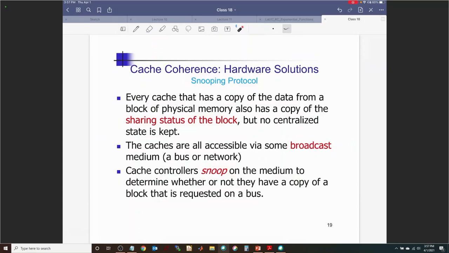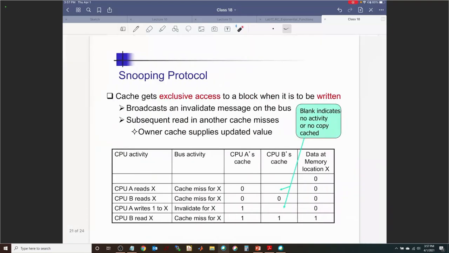This is essentially saying, if you are going to mess around with a memory location, I want that to be broadcasted on this bus or network as the medium, so that all the other processors know that you have changed the contents of this particular memory location. Let's take a look at this in a little bit more detail. Snooping protocol: each private cache is going to get exclusive access to a block. A block is a collection of words, when it is to be written.